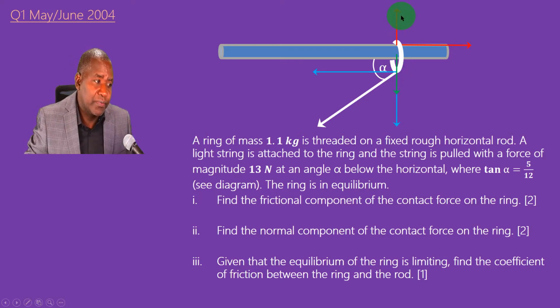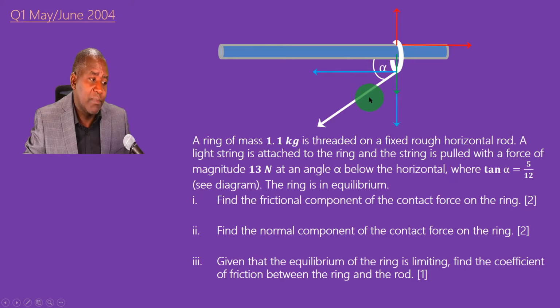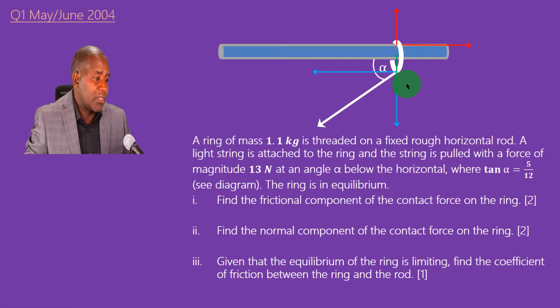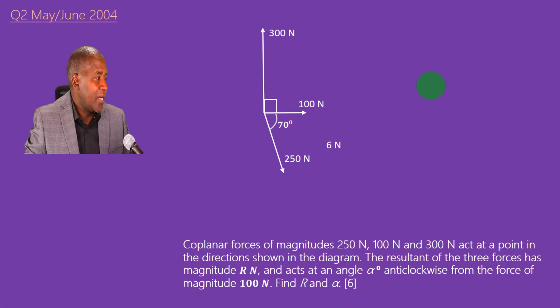This first arrow is the normal component of the contact force. This one is the frictional component of the contact force. This green one here is the weight of the ring. This one is the vertical component of the tension in this thread, and this is the horizontal component of the same tension. So it's just a neat diagram, and it talks about what I've already talked about in the previous slide. Let's go to the next slide, which gives us question number 2.